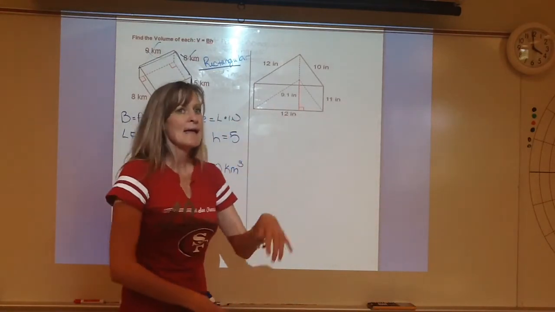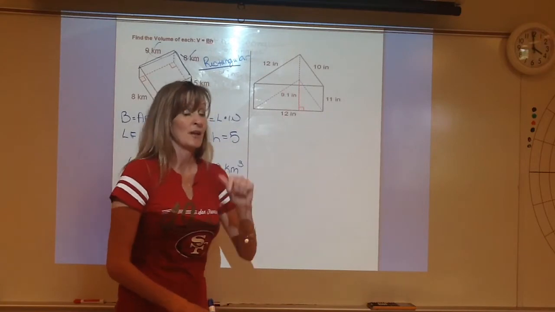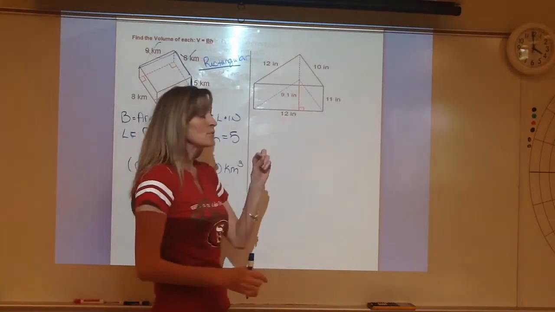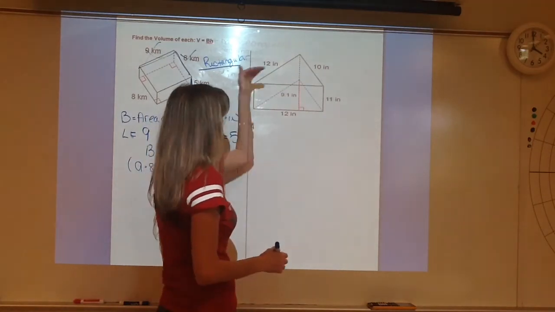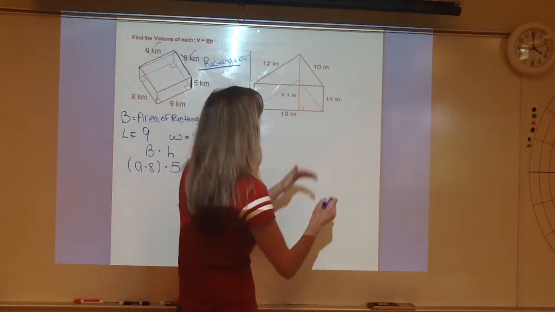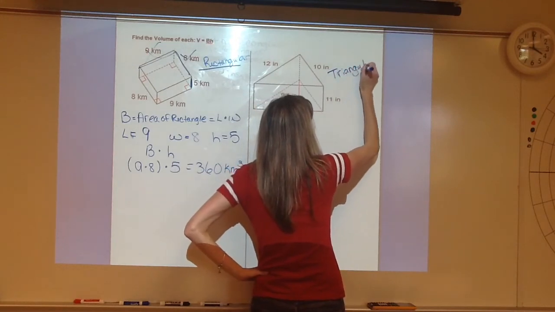Okay, let's try another. First thing, name the shape. Why do we name the shape? Because that's the formula that we use for area of the base. So look at it. Remember the name of the shape. It has two congruent bases. Two triangles that are congruent. I have this triangle on top, this triangle on bottom. So this is a triangular prism.